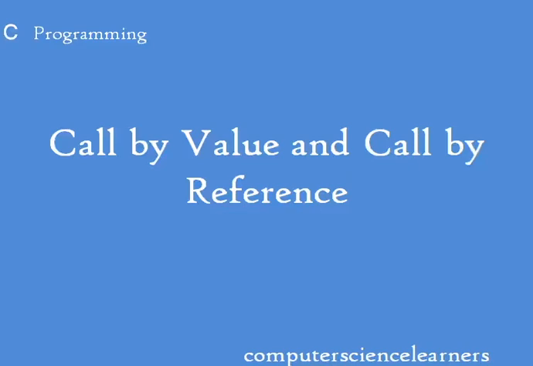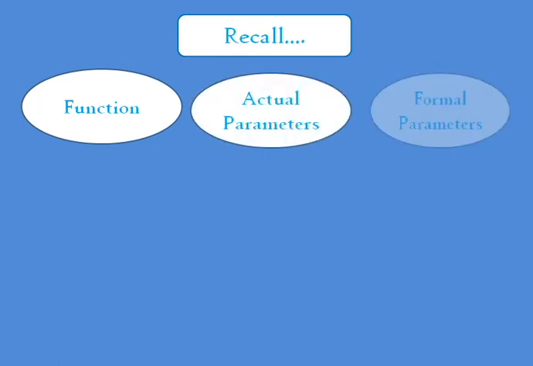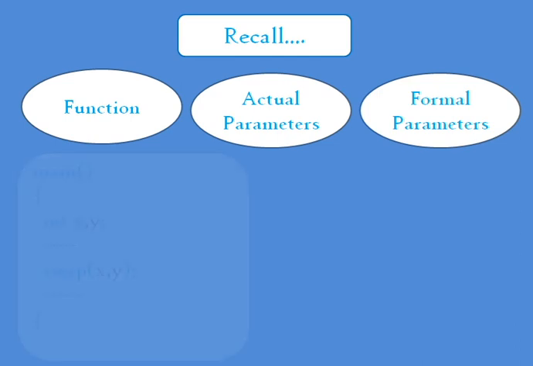Hi friends, in this video we are going to discuss call by value and call by reference in C programming. Before understanding the exact topic, we need to recall certain terminologies, like what is a function, what are the actual parameters, and what are the formal parameters. You can easily understand by taking a simple program.